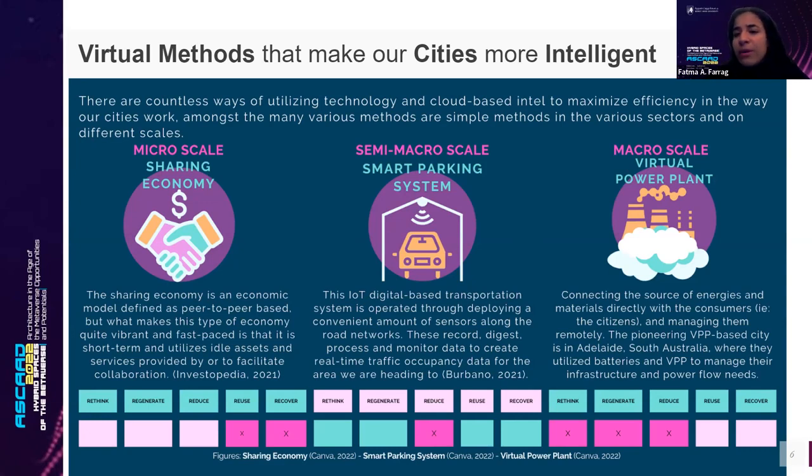As for the macro scale, there's the virtual power plant, which connects sources of energy and materials directly with the consumer and manages them remotely. The pioneering VPP-based city is Adelaide, South Australia, where they utilize batteries and VPP to manage their infrastructure and power flow needs. And it takes rethink, regenerate, and reduce in the CCA.